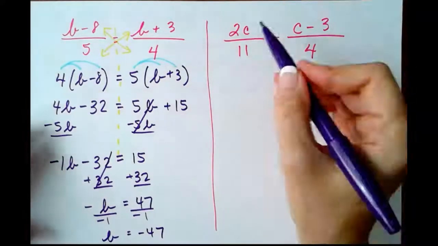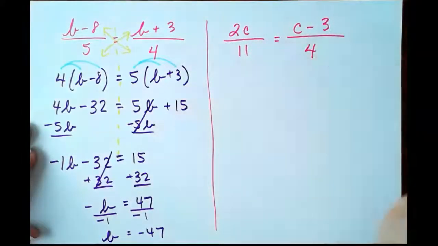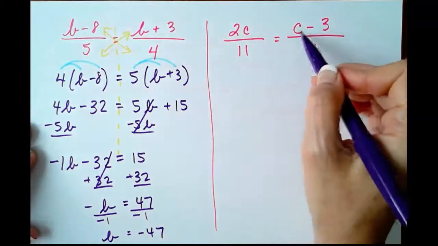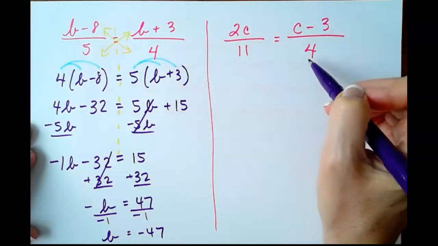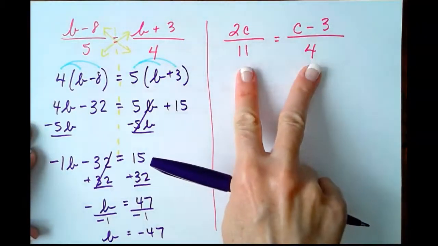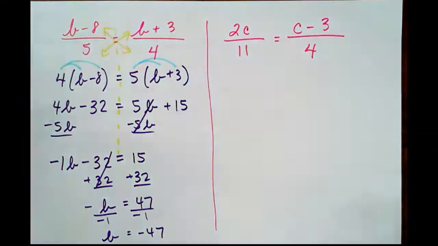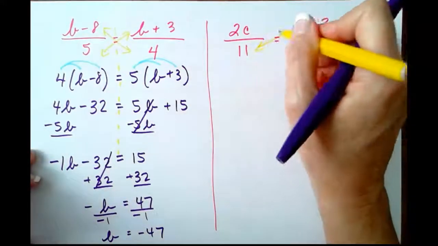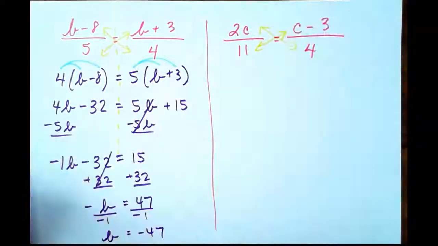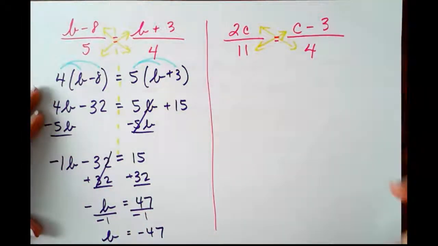Let's keep going. 2c over 11 equals c minus 3 over 4. These are two fractions set equal to each other. The only time that we cross multiply is when two fractions are set equal to each other.